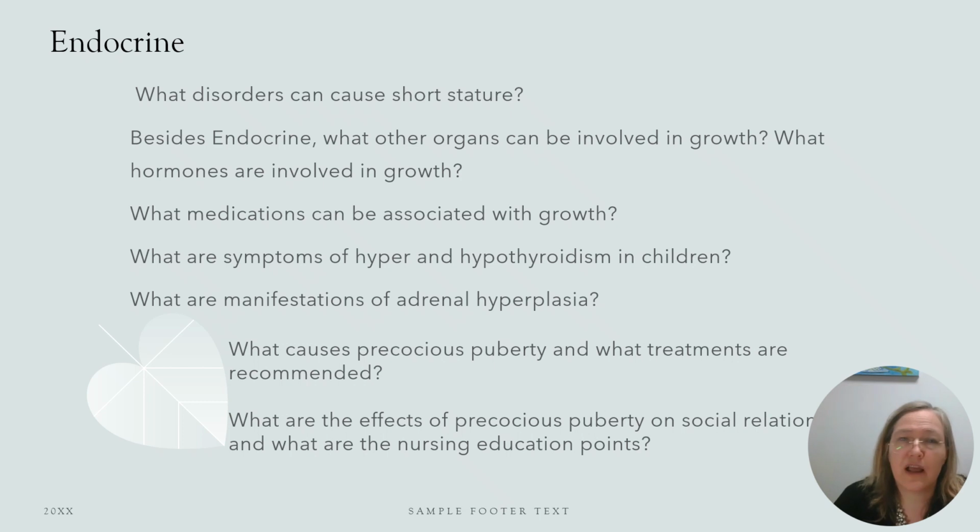Think about how hyperthyroidism or hypothyroidism can affect growth. Other topics that we'll be going over on this test is precocious puberty. How is it recognized? How do we define it? What are the treatment protocols and the surveillance protocols for that? And what are important nursing teachings for the child and the family?